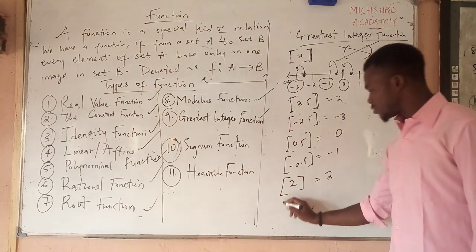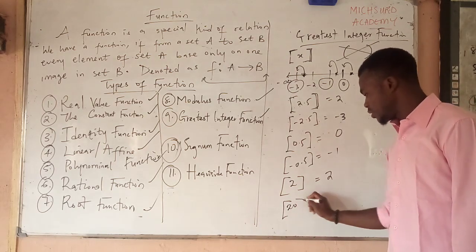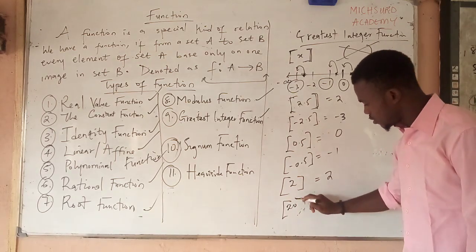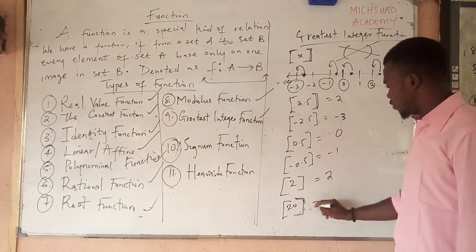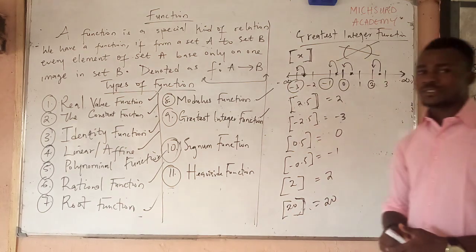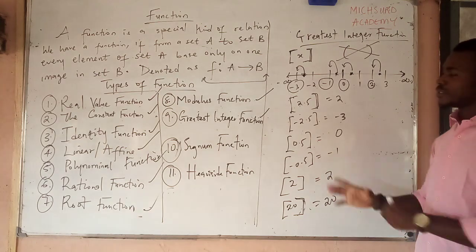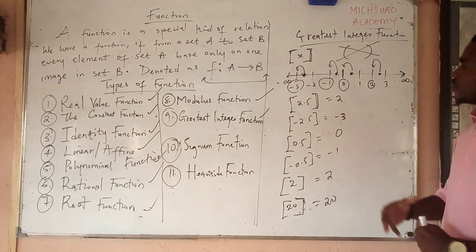2. If we are asked to get the greatest value integer of 20, you are going to get your result as 20. So that is for the greatest value integer function.